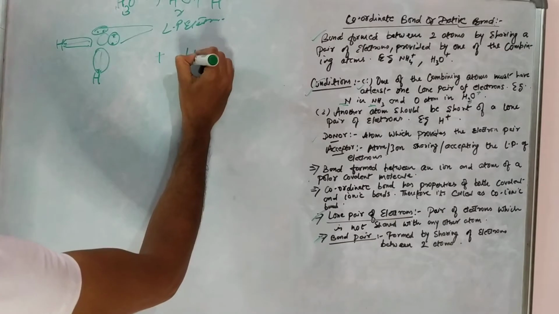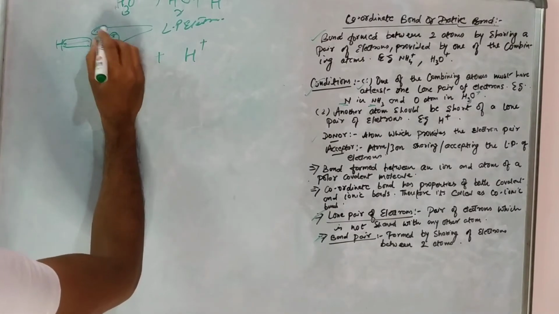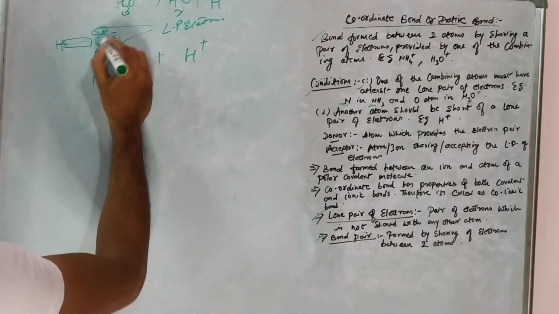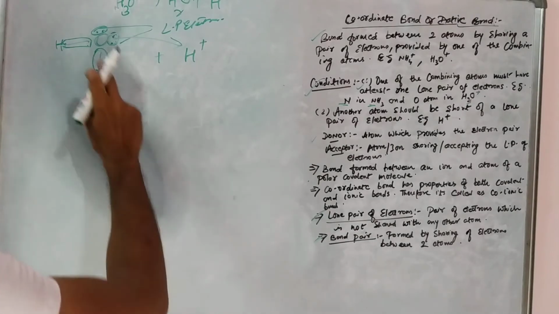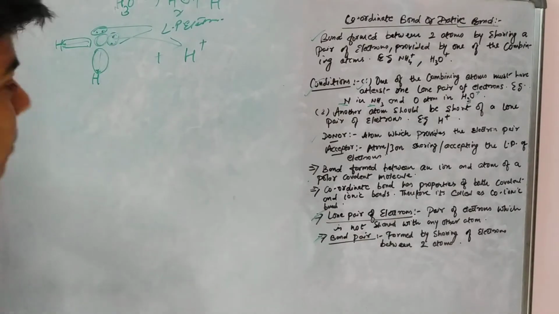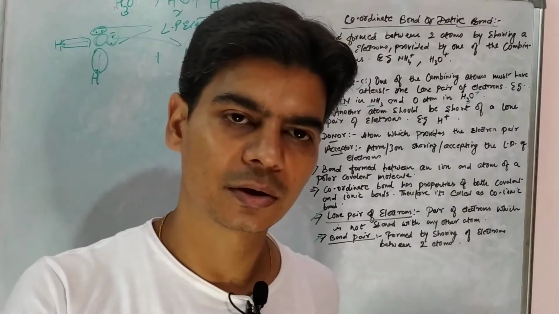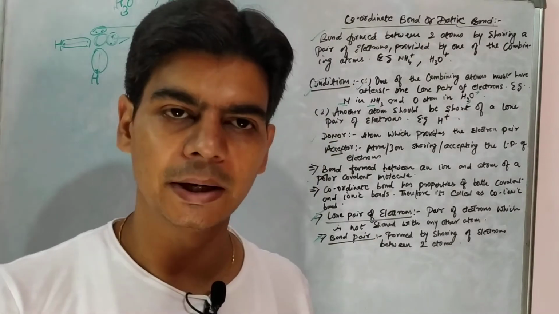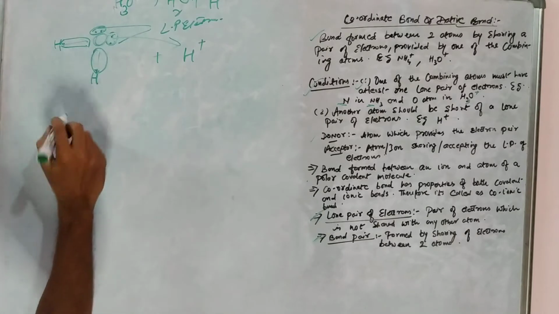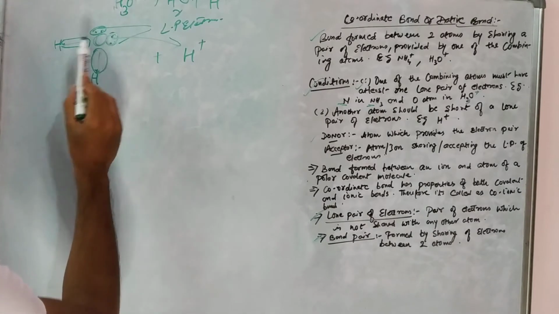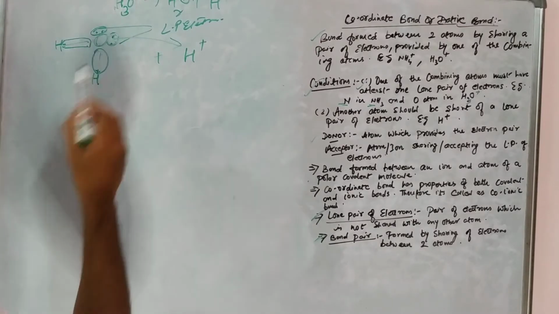So in the formation of hydronium ion, one of the shared pairs of electrons would be transferred to this proton, this hydrogen ion, right, forming a coordinate bond, right? Since we said that in the formation of coordinate bond, the shared pair of electrons would come from one of the combining atoms and would be shared by both the atoms. So here the shared pair of electrons is coming from one of the combining atoms, which is oxygen, and would be shared by both oxygen and hydrogen.